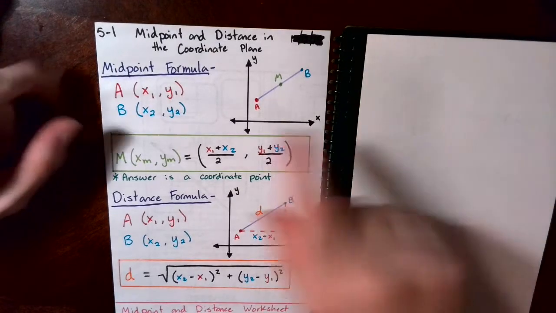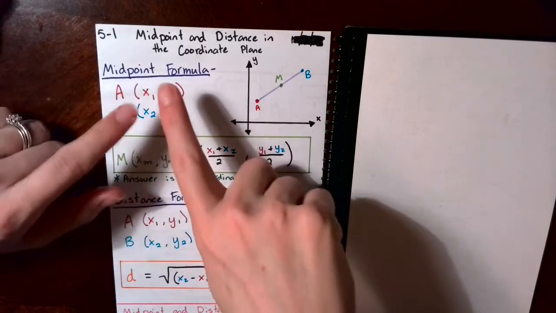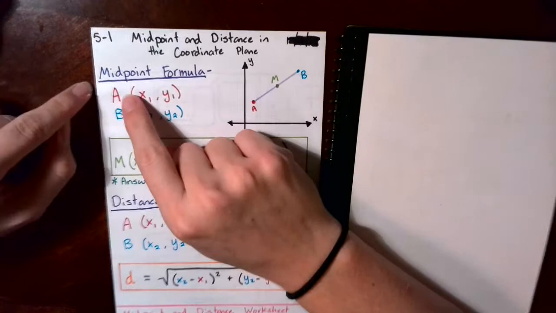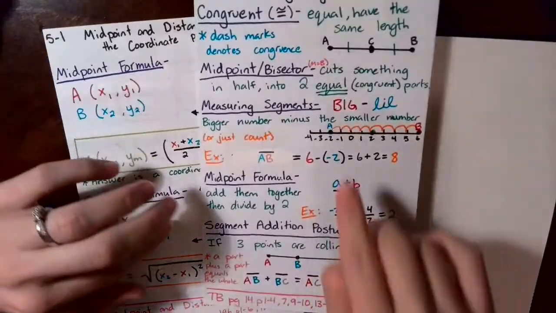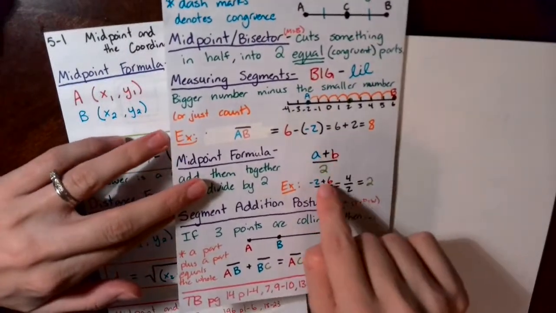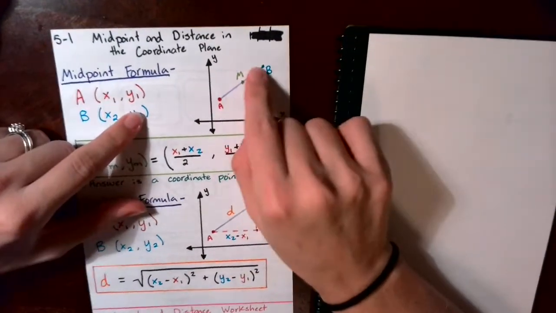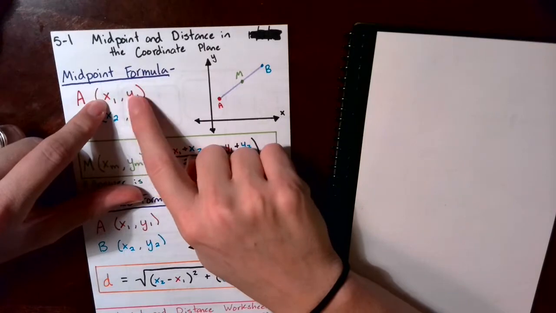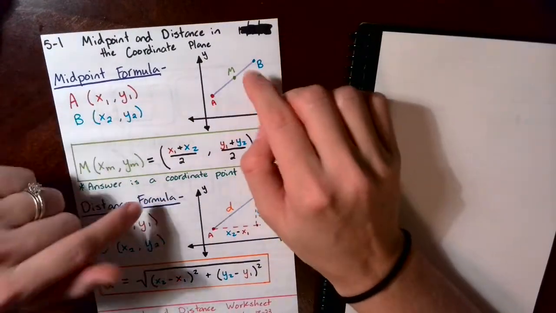Okay, so for 5-1, Introduction to Topic 5, is midpoint and distance in the coordinate plane. So we've talked about midpoint when it's just on a number line way back in 1-2, when we said we could find the midpoint by just adding two numbers and dividing by 2. Well, when both of our points are on the coordinate plane and they each have their own x coordinate and y coordinate, it becomes a little bit more difficult, but it's still the same premise.